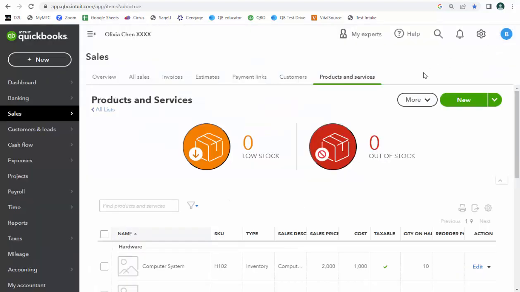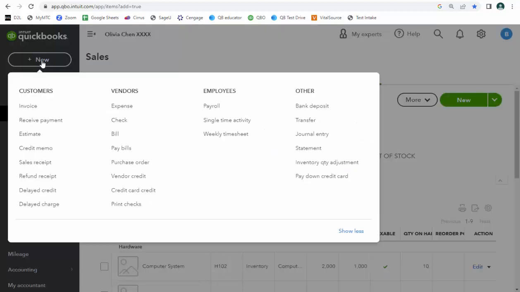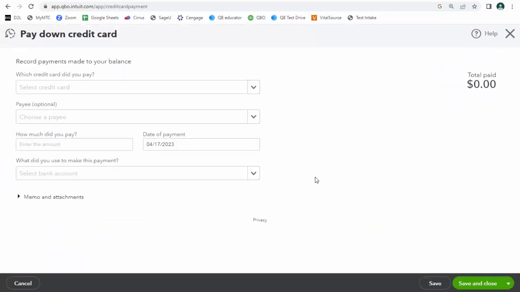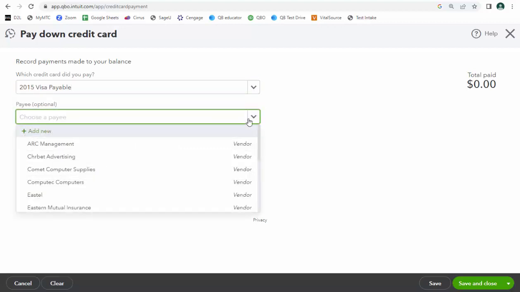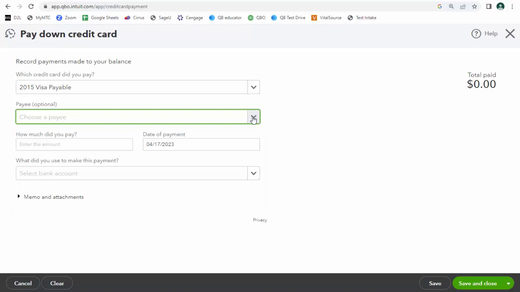The next common transaction with your credit card is when you pay your credit card. Now there is more than one way to do this. I'm going to suggest what I think is the easiest, which is to go to new, and then let's go to pay down credit card. Which credit card did you pay? This is my Visa card. Whatever the payee is, I don't actually have this entered right now, but it would be Visa otherwise. How much did I pay? I paid $75. When did I pay it?